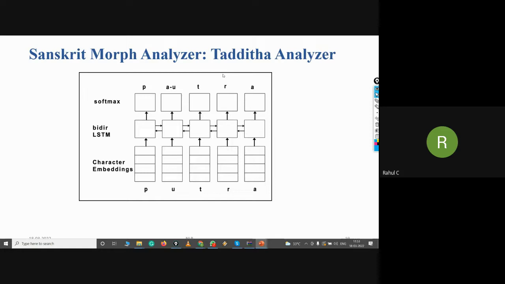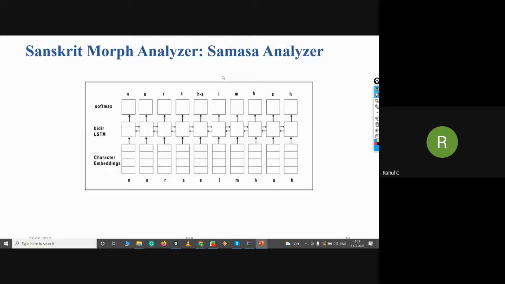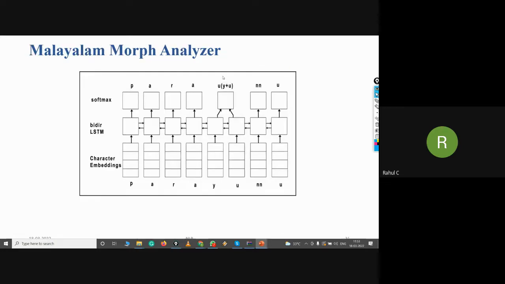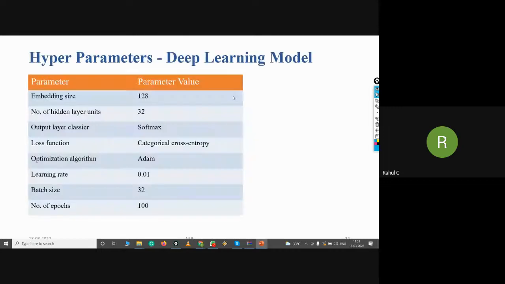Like this, you can see another one, Taddhita words like Putra, Pautra. According to the language feature, you can define this. Also, this is for the Samasa words. Then Malayalam word morphology, Parayunnu, Paray, Nu. This type of splitting should be done. So all the words are trained in this type of architecture. This is what we are interested in.